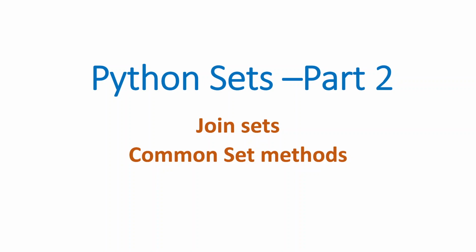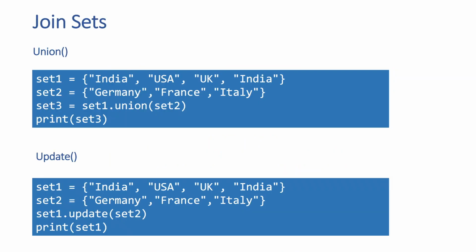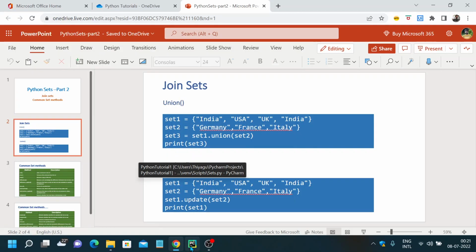So continuing on with that series, today let's discuss how to join sets and what the most commonly used methods with sets are. We'll start with joining sets. There are two ways in which you can join multiple sets. One is by using the union method and the other is using the update method. Now let's jump onto our PyCharm and see how the union and update methods work.